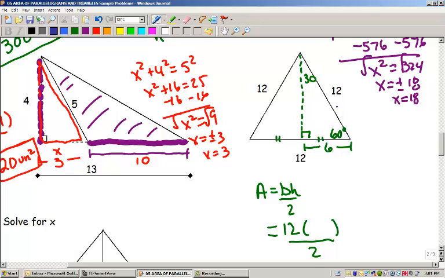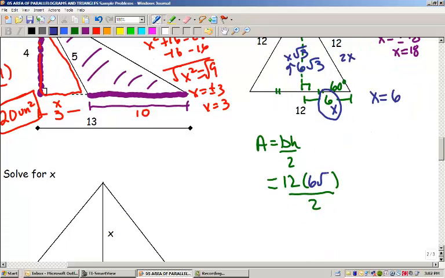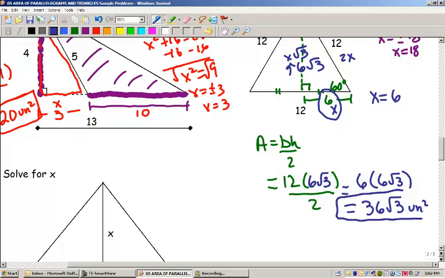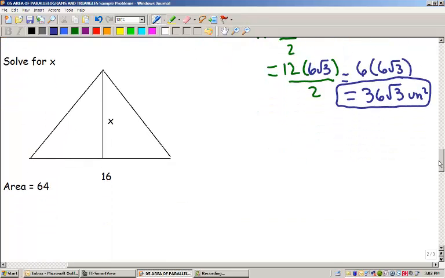How do the three sides relate in a 30, 60, 90? Across from the 30 is x, the hypotenuse is 2x, and then this piece is x root 3. So what happens is x turns out to be 6, which means your altitude, your height is 6 root 3. And that's what I'm going to plug in here, 6 root 3. Now we just have to be careful. This 12 and the 2 reduce down to 6. So 12 divided by 2 is 6 times 6 root 3. And that finally becomes 36 square root 3 units squared. And again, if you want to calculate that out for a decimal approximation, that is fine.